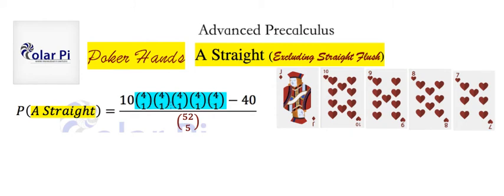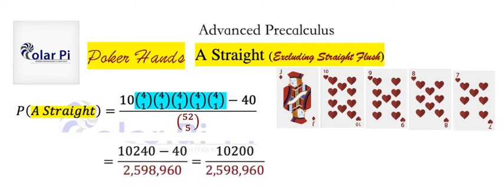And of course, we could have possibly started with a jack of hearts, and then the others are hearts, so we could have accidentally made a straight flush. So this minus 40 is to subtract out the 40 possible straight flushes. And then the denominator I don't need to explain. Let's just get a number out for this, because I think I explained the rest of it sufficiently.